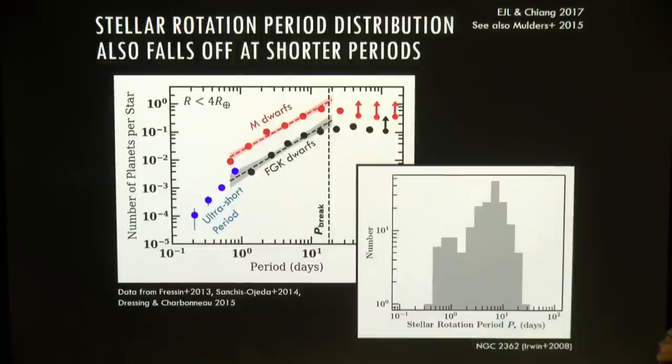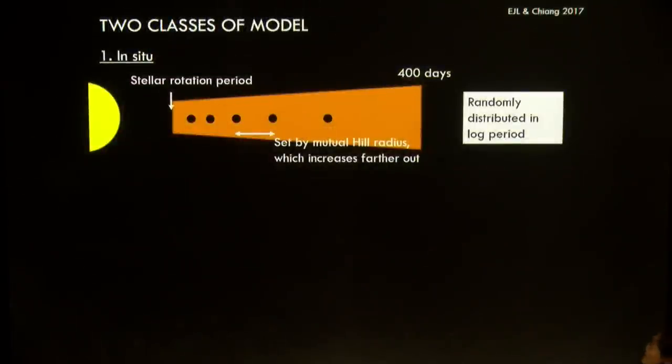So let's actually test that hypothesis by building a model ensemble of disks. What we're doing here is, for each and every planetary system, we're going to draw the innermost edge of those systems by drawing from the measured rotation periods of young star clusters. And we're going to distribute some number of planets anywhere between the inner edge of that disk out to about 400 days. How we distribute these planets depends on how we think these planets have formed. Did they form in situ, or did they form somewhere far out and then migrate in? So let's be agnostic and just test both of those cases.